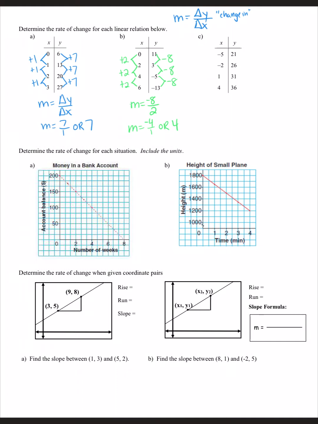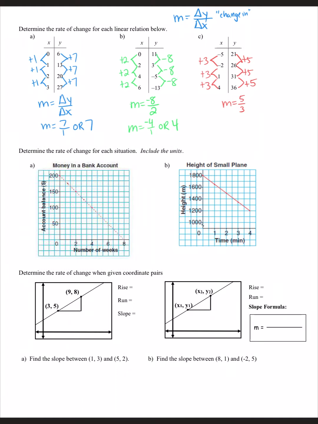Okay, take a minute to pause this video and see if you can work through the rate of change for that last example. Okay, so there's your rate of change, or your slope, for that third example. Y is increasing by 5 as x is increasing by 3.